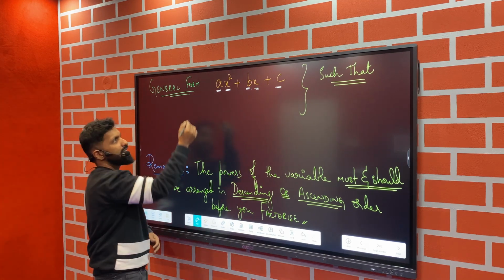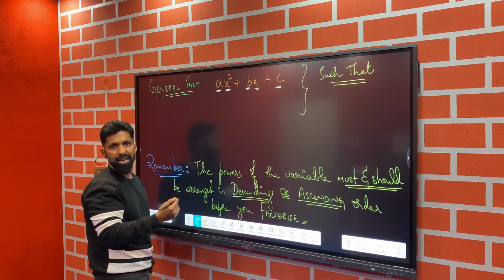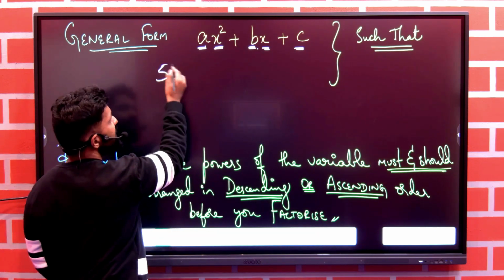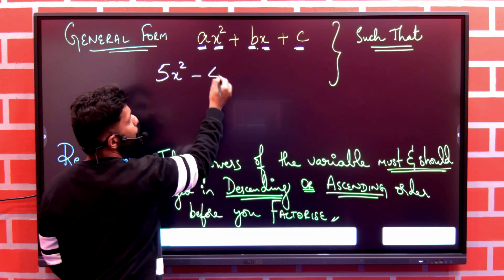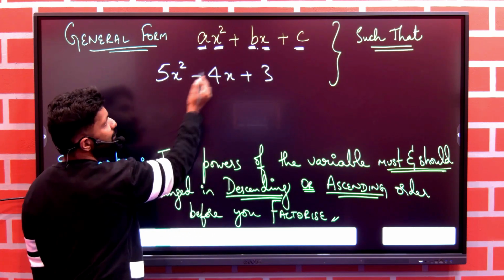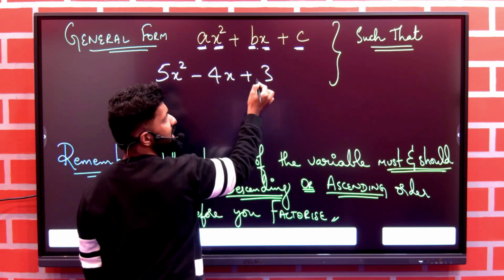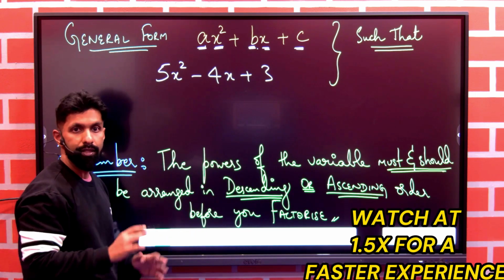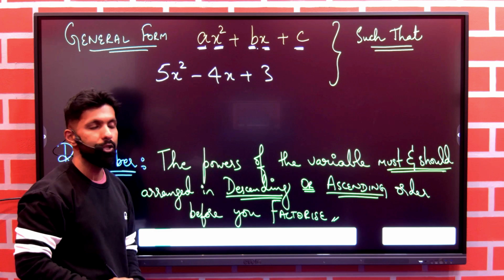So we can take any simple example. For example, I can write it as 5x square minus 4x plus 3, something like this. So a is 5, b is minus 4, c is plus 3. Now, how do we factorize this? This is the whole concept that we're going to learn in today's class.